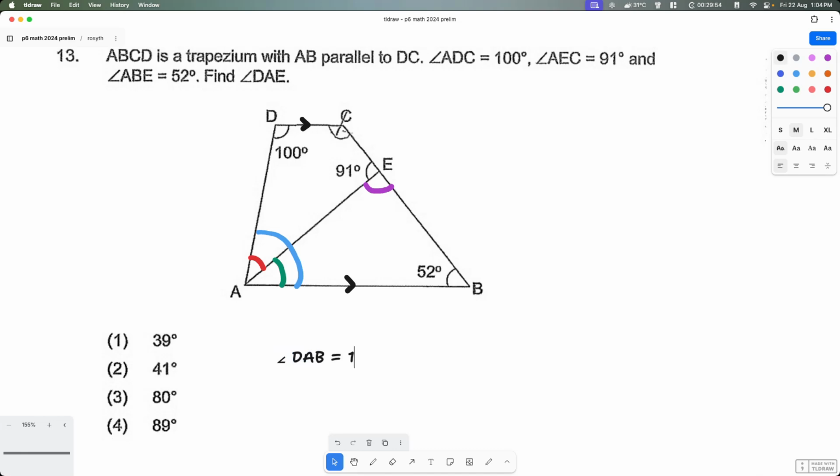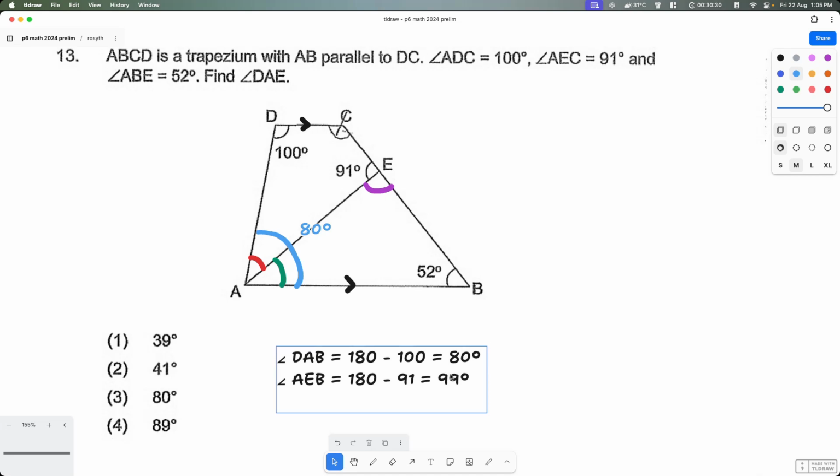Angle DAB is equal to 180 minus 100, which is 80 degrees. Then we can get the next one, angle AEB, which is equal to 180 minus 91, which is 89 degrees. Now we know that DAB is 80 degrees and AEB is 99, right?